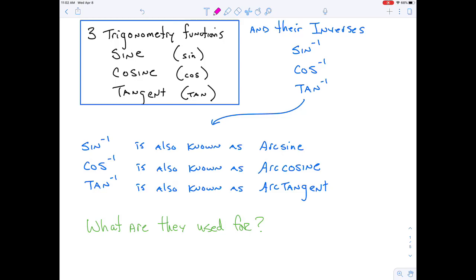So in the first video, we learned the three trigonometric functions: sine, cosine, and tangent. The purpose behind those was to find missing sides or to find some ratios related to right triangles. Well, there's more going on in right triangles than just side lengths.